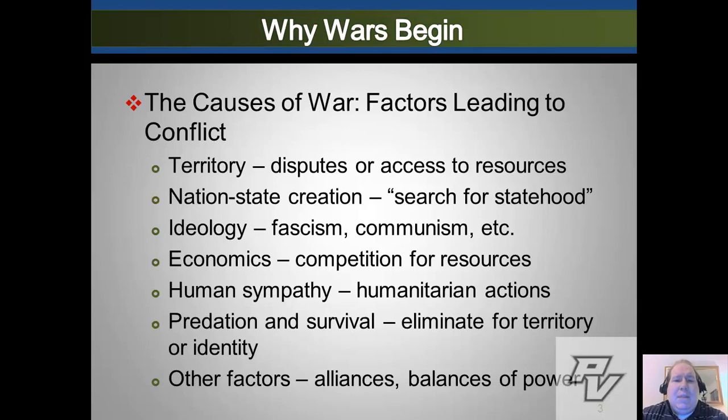The first thing up, let's talk about the causes of war. There are 7 major factors that a theorist, K.J. Holsti, has gone throughout and detected as leading to conflict. We can usually trace every major conflict over the course of the last 300 years back to one of these 7. Okay, the first one is territory.